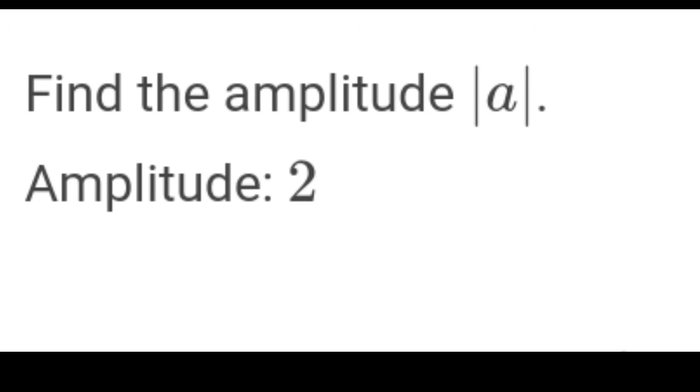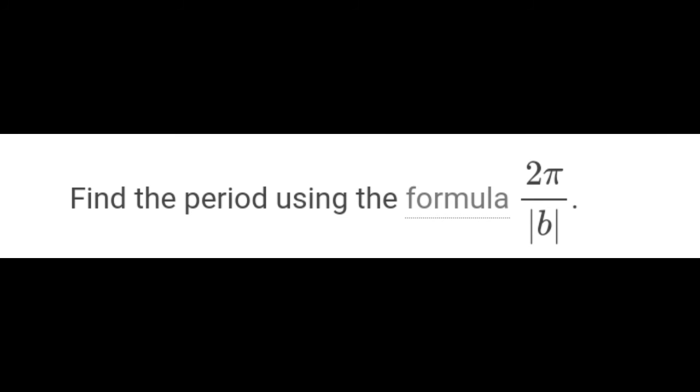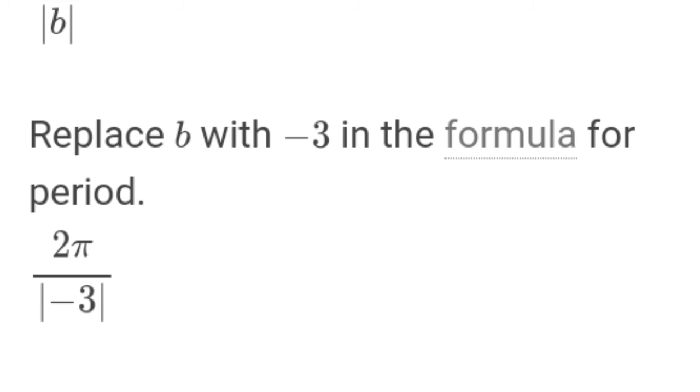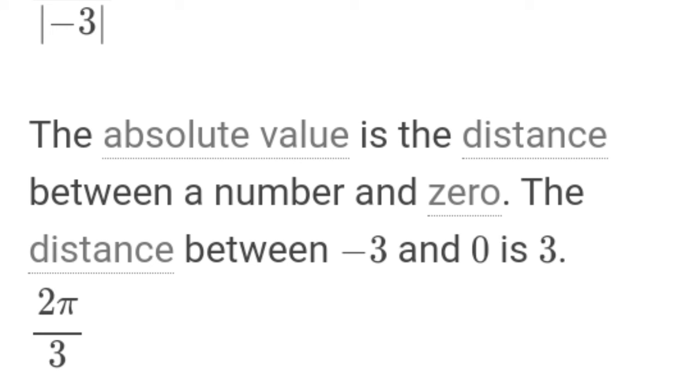The amplitude is 2. Next is to find the period using the formula 2 pi over b. We're gonna find the period of 2 sine times negative 3 theta minus pi over 2. The period of the function can be calculated using 2 pi over b. Replace b with negative 3 in the formula for period, 2 pi divided by negative 3. The absolute value is the distance between a number and 0. The distance between negative 3 and 0 is 3. So the period is 2 pi over 3.